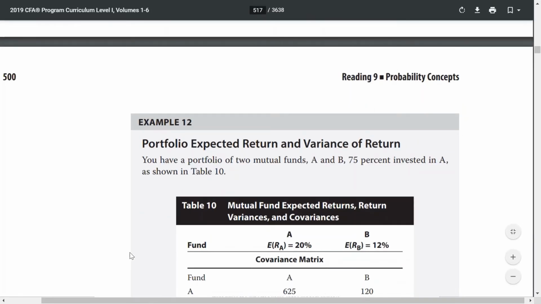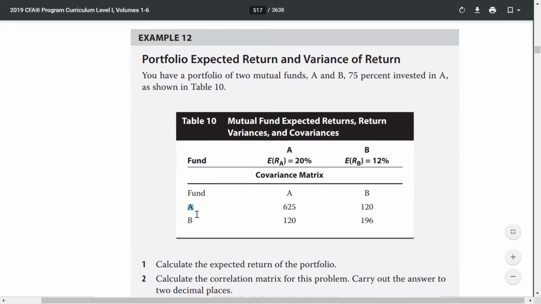Portfolio expected returns and variance on returns. You have a portfolio of two mutual funds, A and B, 75% invested in A, as shown in Table 10. Okay, you have two investments, A and B.